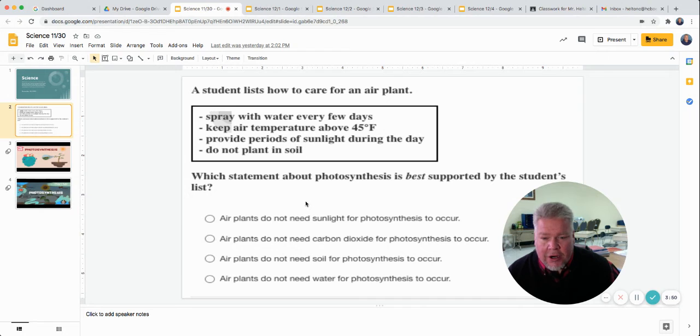Hopefully you could read the chart and cancel out the first and last one. If you didn't remember that plants need carbon dioxide for photosynthesis, you might have chosen that one, but you could eliminate that really by looking at this third one. Air plants do not need soil because it's not planted in the soil.